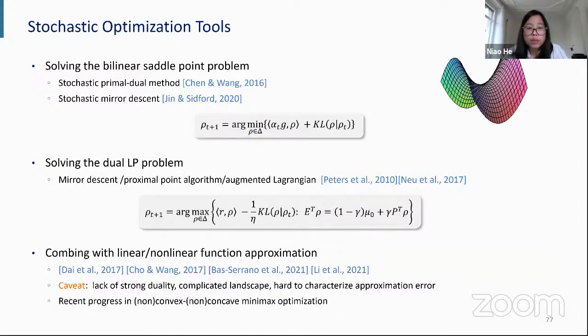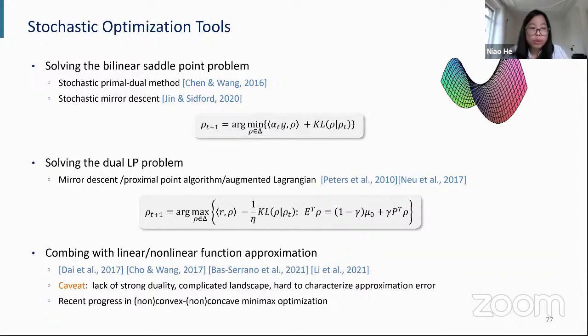Nonetheless, I would say there are lots of recent progresses in solving non-convex, non-concave min-max problems. And we now have a slightly better understanding of what are probably convergent algorithms for solving such non-convex problems, and what the landscape of them is. So those new advances on the optimization side could be potentially useful to generate new insights for reinforcement learning.